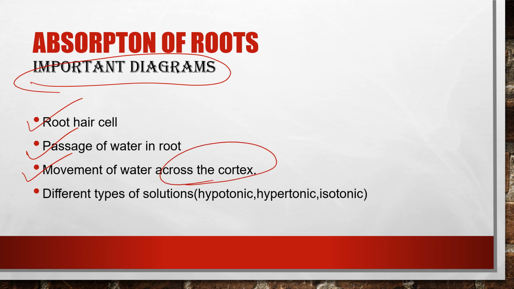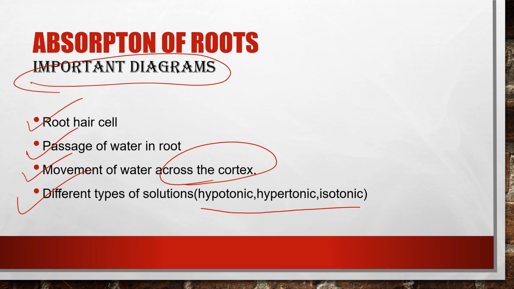Just make it clear, when you are drawing these things, you should remember the labeling. The parts which you are drawing should be labeled properly. Now the next one is the different types of solutions: hypotonic, hypertonic and isotonic solution. So I think till now it is very clear to all of you that a few experimental setups I have discussed in the previous slide, where I have separated those experimental setups from these important diagrams.